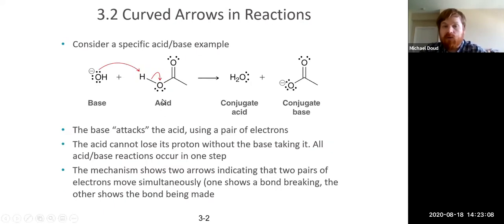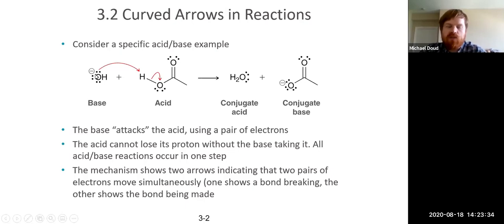Now, looking at a specific acid-base example, here we have a hydroxide ion with acetic acid. So imagine titrating acetic acid with sodium hydroxide or something like that. Well, the hydroxide, as you know, reacts with the acid, picks up the proton and becomes water, so that becomes the conjugate acid. And then we're left with the conjugate base in this case, which is acetate.